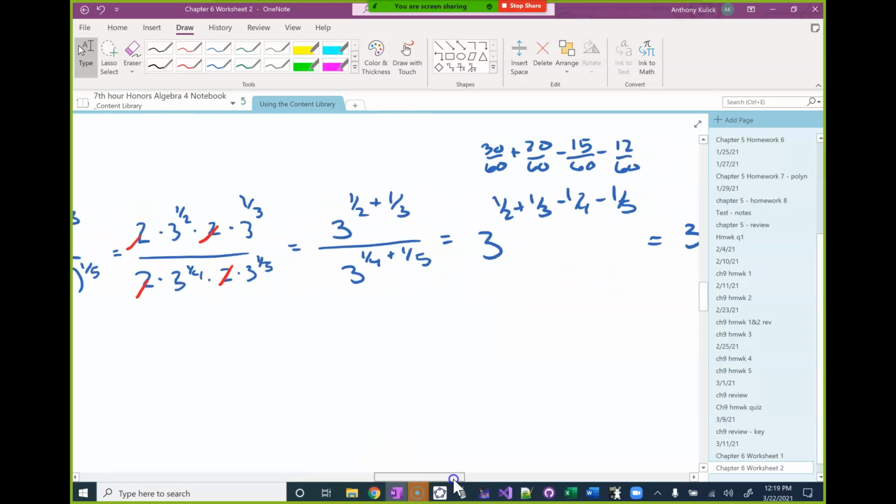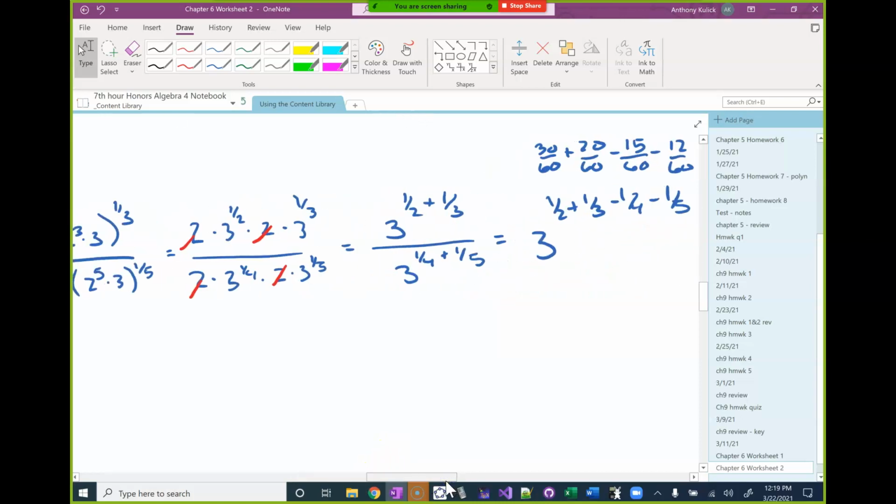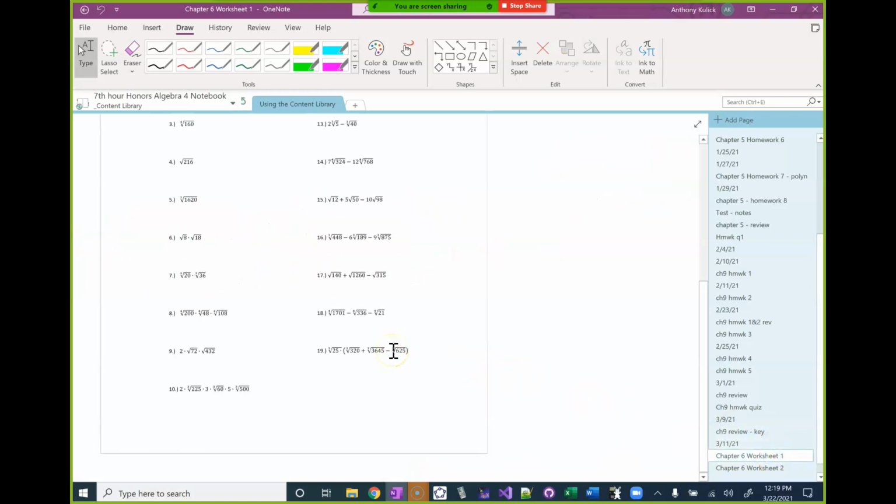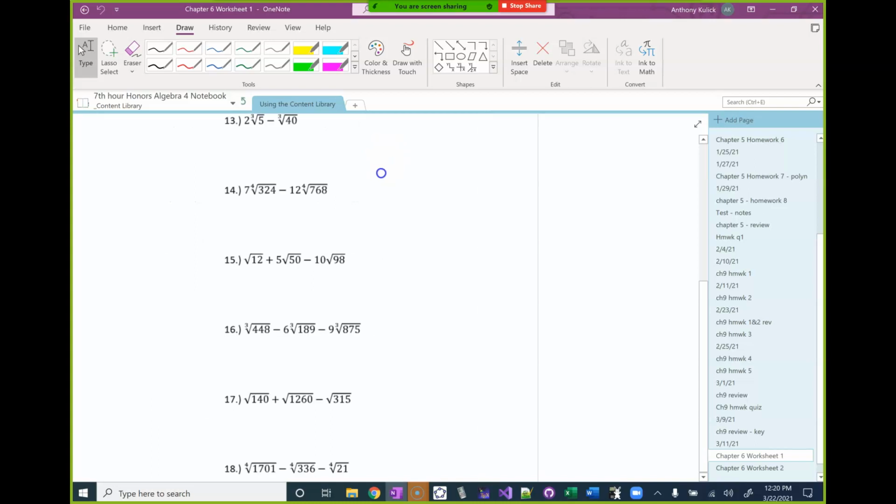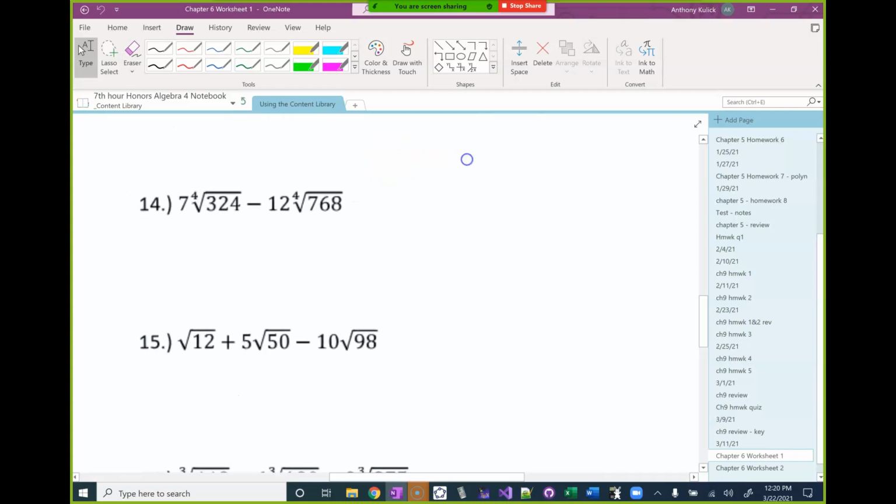Number 1, maybe 14. 14 from homework 1. Sure. Okay, so 324, I think we reduced previously. Or at least I should say the prime factorization previously. So that was 2 squared times 3 to the 4th.